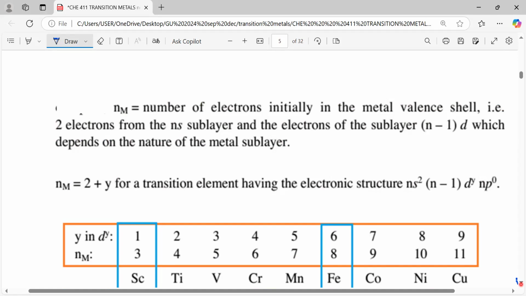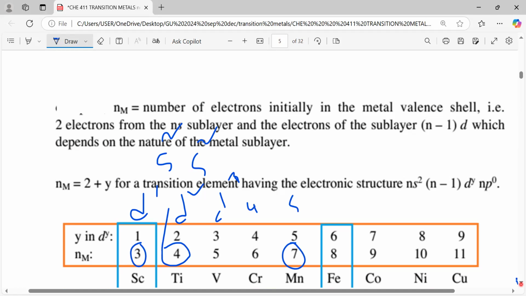As I told you, in the first column they're usually called d1, then d2, then d3, and so on. However, each element also has a full s2. So in total, you just add what is in the d and what is in the s. Like here, it will give you 4 because it's d2 plus s2. This is d1 plus s2. And here will be what? This is d3, d4, d5. So d5 will have 7 because it is d5 plus s2, and so on.